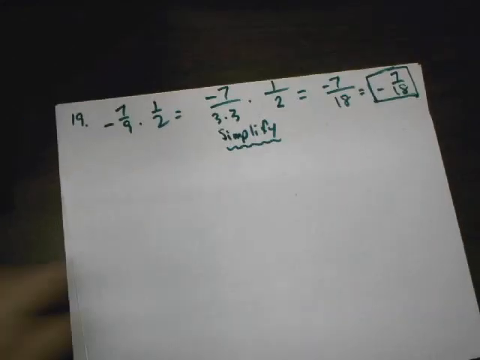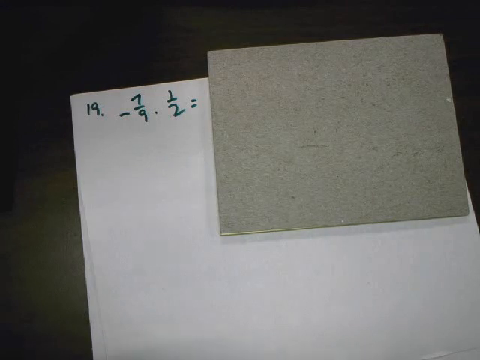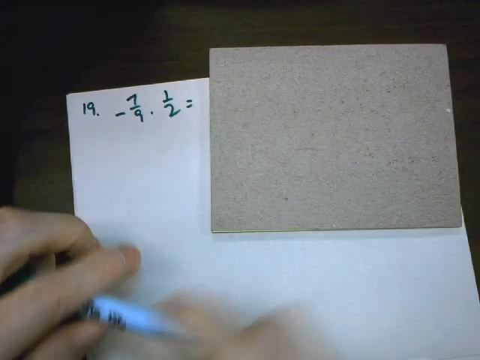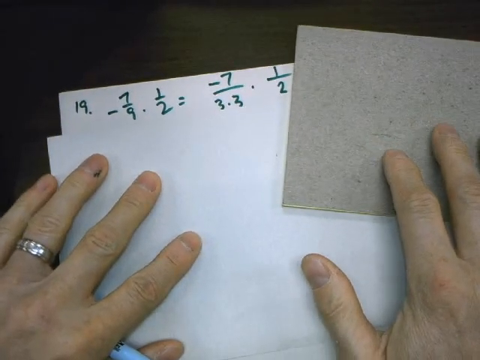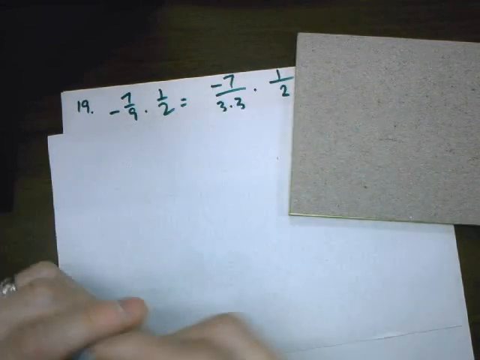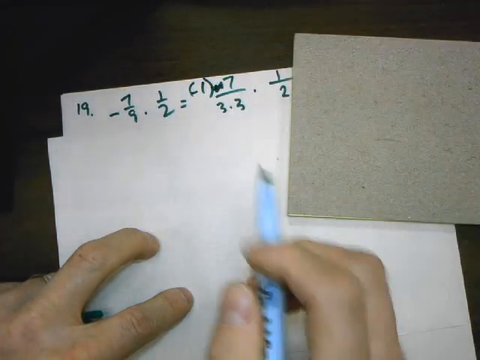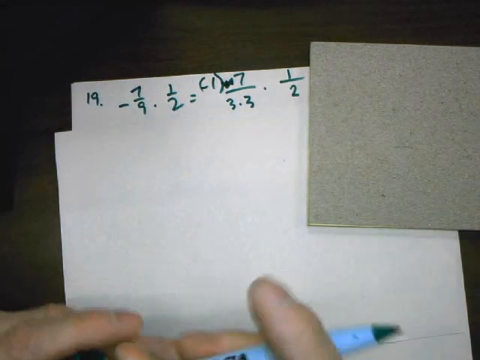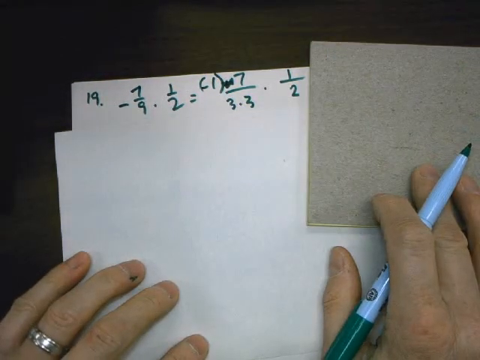Number 19 says, we're multiplying -7/9 times 1/2. Well, when we multiply, we always factor first. We always factor first. We're going to take that into algebra with us. We're going to factor first. We're not going to multiply first. So when I factor -7, I want to put the negative up top, and that would be -1 times 7. I got -1 times 7, and 9 is 3 times 3. 1 is not prime technically, but it can't be broken down anymore, so I leave it, and 2 is prime.